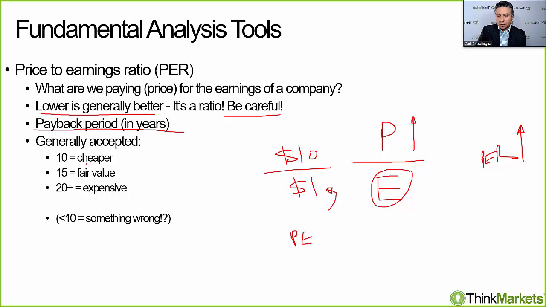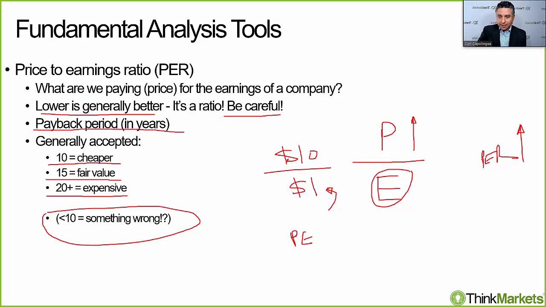Generally accepted measures of the PE ratio, we often think that 10 is cheap, or towards 10 is cheap. 15 is around about fair value. And as we get up to 20, it starts to be expensive. Over 20, I'll let you decide on how expensive things are going to get. We've got some case studies today, and we'll see stocks with varying PEs as well.